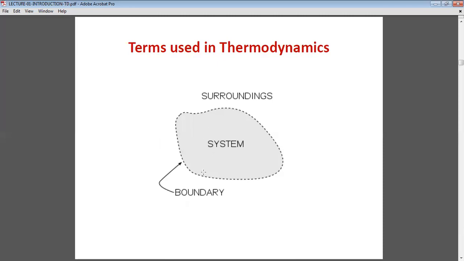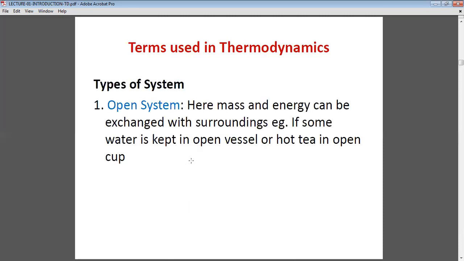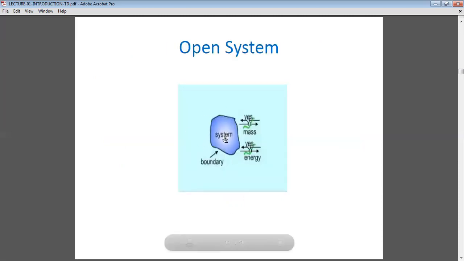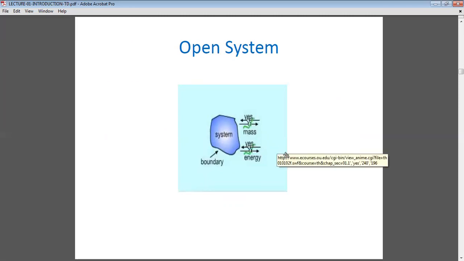Coming to the types of system, there are different types of systems in a universe. Mainly there are three classes of system: open system, closed system, and isolated system. Let us see the systems one by one. This is the open system. The open system is one in which matter crosses the boundary.